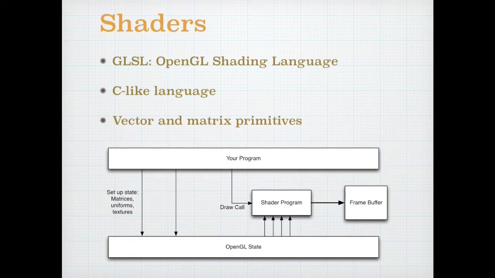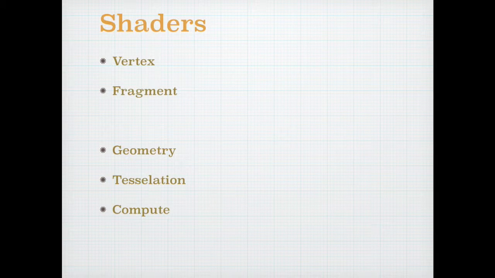Your program sets up the state, and then you do the draw call. The state goes into the shader program, some parts of it, and the draw call will send all the vertices to the shaders, and then that will go out and show up in the frame buffer after going through the shading process.